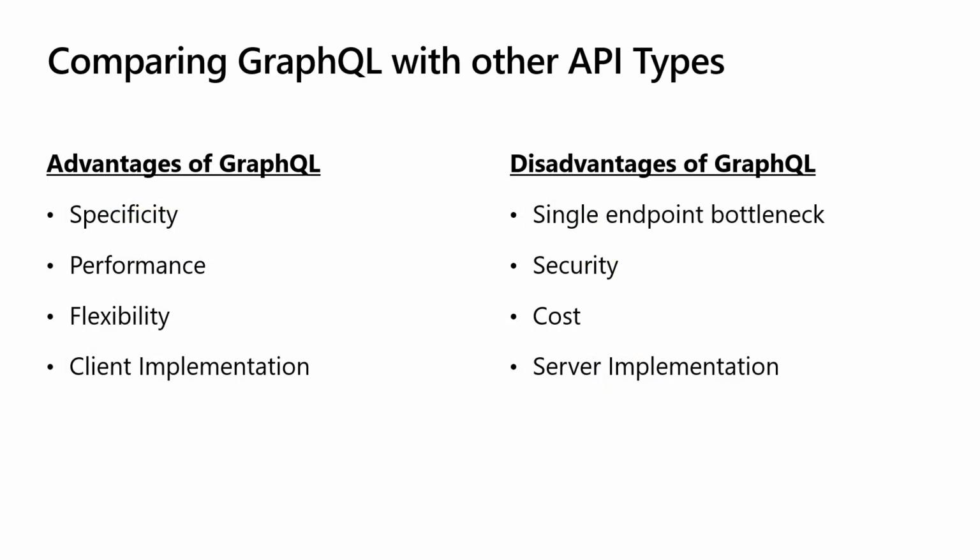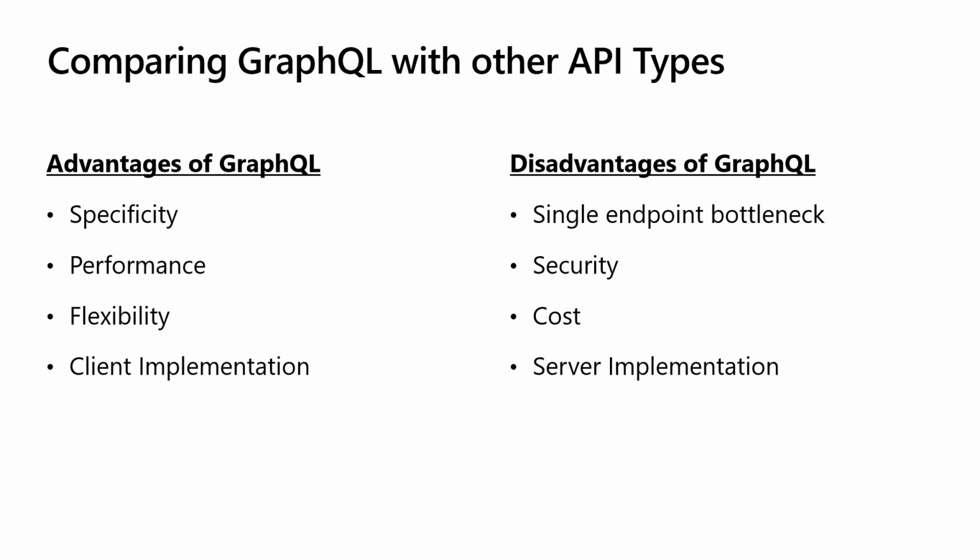So would I use GraphQL over some of the other API types? OpenAPI has become very popular. RESTful APIs are very popular. There's also other ones like gRPC, WebSockets, SignalR. Those are other options. The advantages of GraphQL are all on the client side.